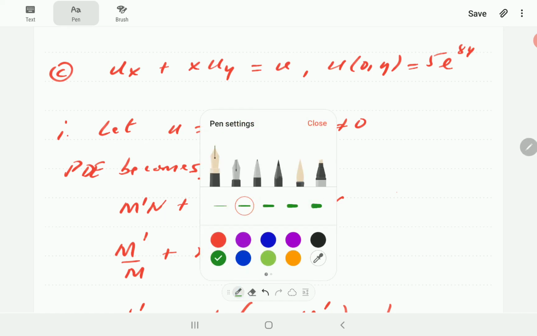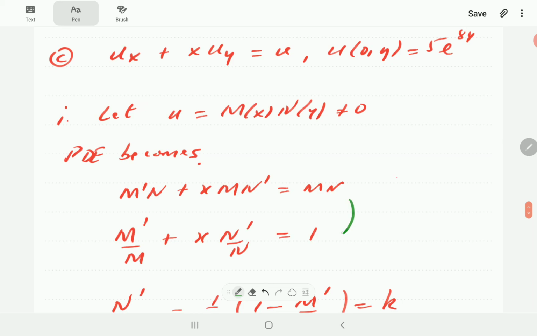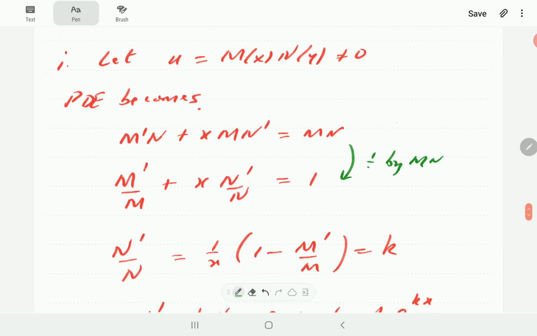if we let u be m times n, and if we substitute here, the x derivative is going to be m prime n plus x times the y derivative, which is mn prime. On the right hand side, we're just going to have mn. Then from this step to this step, if we divide by mn, that's what we're going to have on the left hand side. On the right hand side, we're going to have 1.